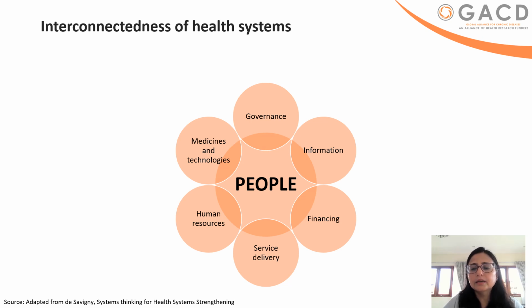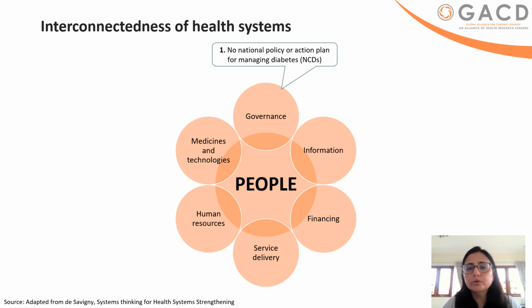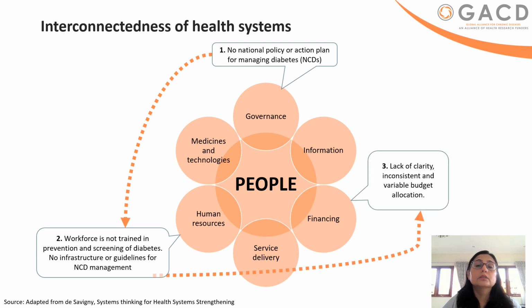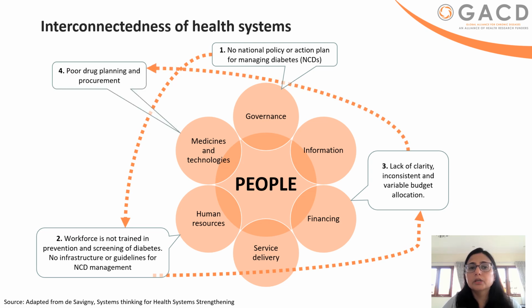In order to explain this interconnectedness, I have prepared a small example, and let me take you through this. Let us suppose that there's a country X which does not have a national policy or an action plan for managing diabetes or any NCDs more broadly. One of the impacts could be that the workforce is not trained in prevention and screening of diabetes, and there's no infrastructure or guidelines for NCD management. This lack of clarity could mean inconsistent and variable budget allocation towards the management of these conditions, which could subsequently have an impact on the procurement of drugs.